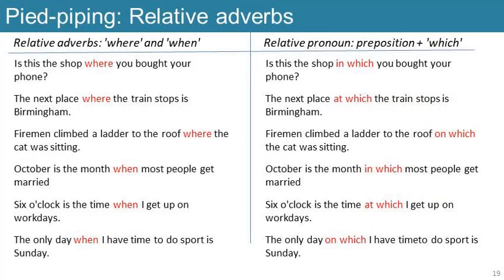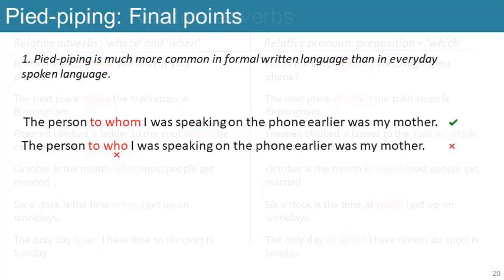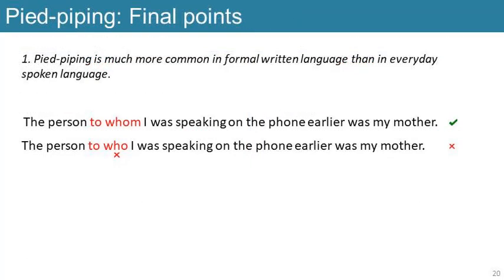Here are more examples. On the left are sentences with the relative adverbs when and where. On the right, the relative adverbs have been replaced by the pied piped on which, at which, or in which. These are the more formal alternatives. Three final points on pied piping.